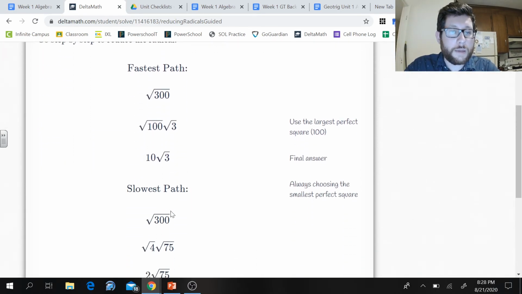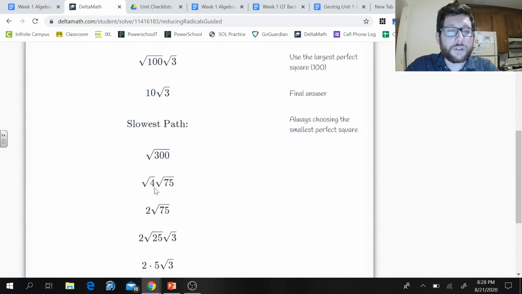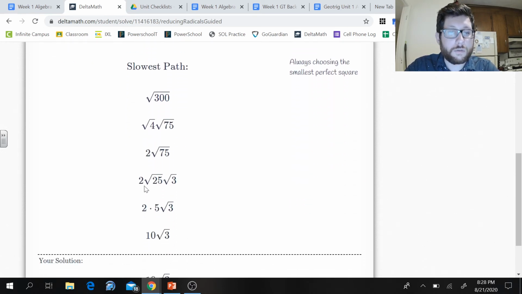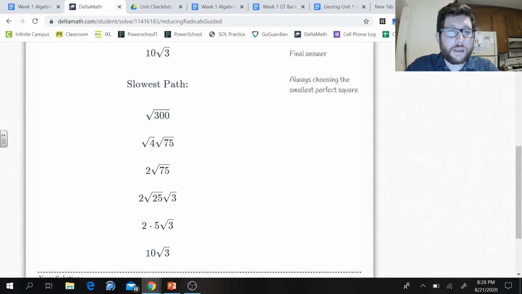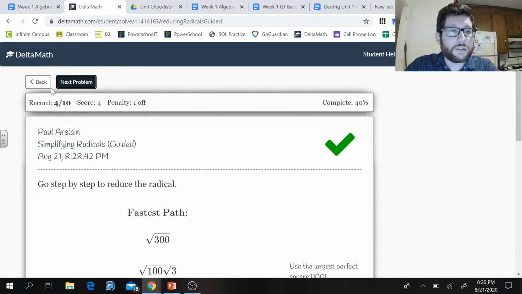And notice it gives me my fastest path and my slowest path. So my fastest path would be to recognize that 100 is a perfect square. That's 10 squared, right? The slowest path would be to go the route that we did, where you pull out a 4 and then a 25. But either way, you end up at the same solution of 10 root 3. Then hit next problem when you're ready to roll.